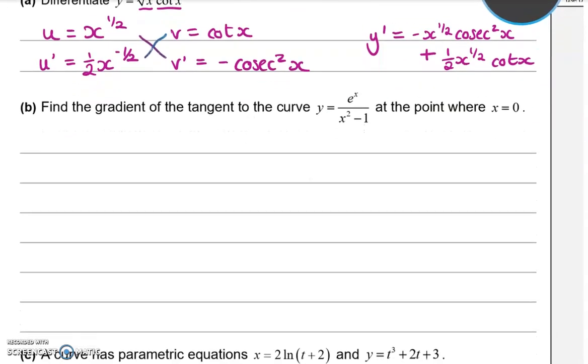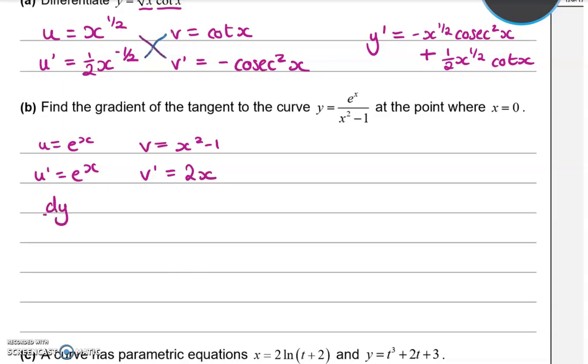Okay, so for part B, we want to find the gradient of the tangent to the curve given by this equation at the point when x equals 0. So first of all, we need an equation to get the gradient of the tangent, which means we just differentiate. And we have a quotient rule happening here. So again, separate out into our u and v parts. If we differentiate e to the x, we just get e to the x. If we differentiate x squared minus 1, we get 2x.